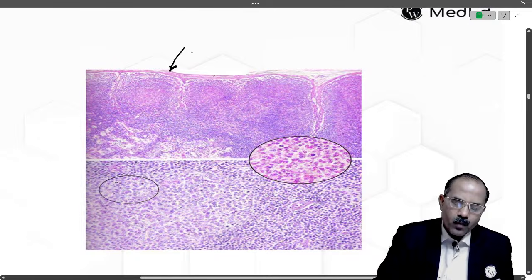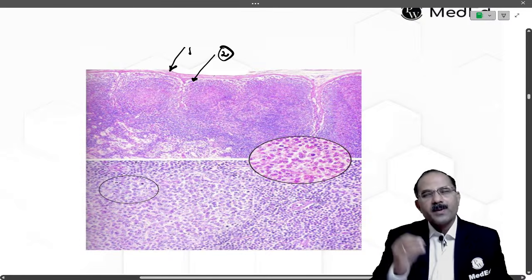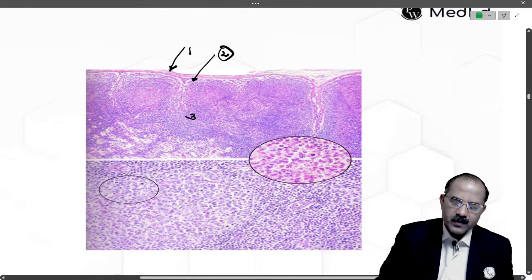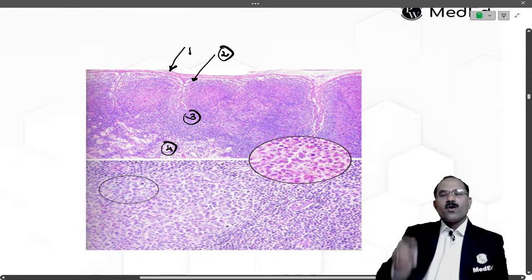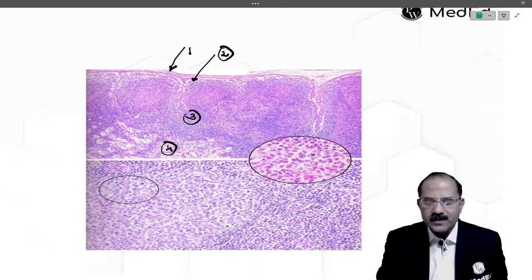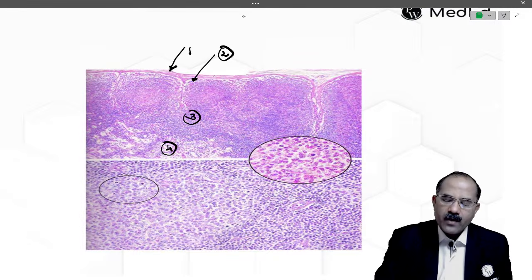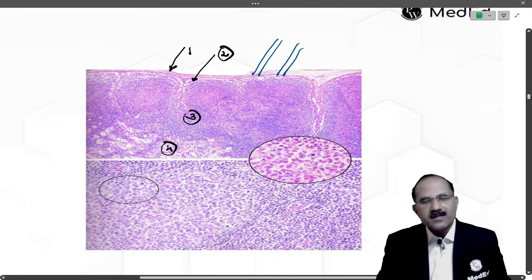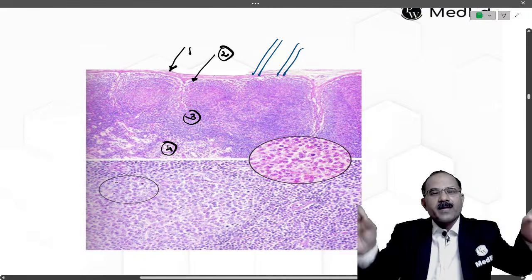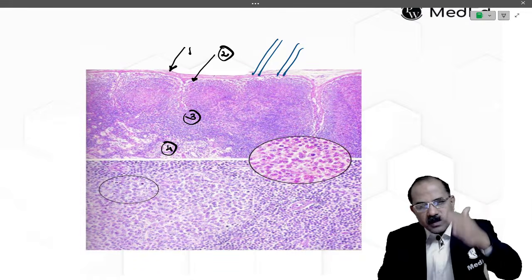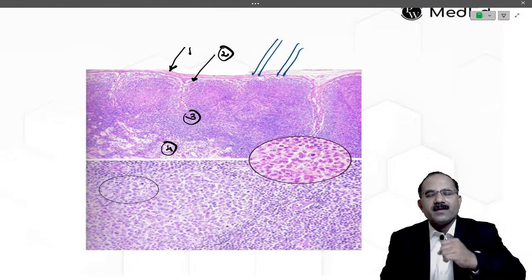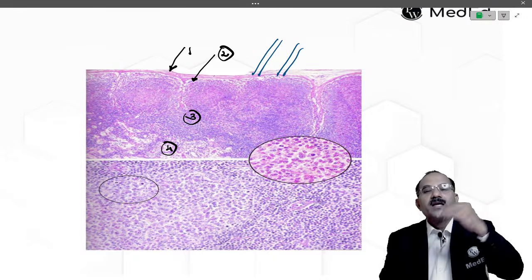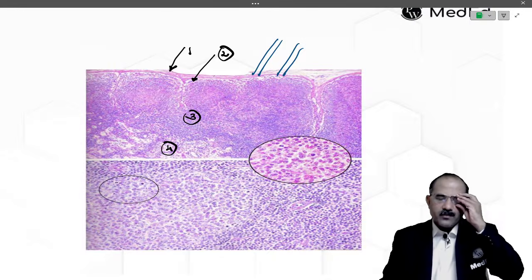Suppose I have to focus this, I would focus on this. What is this? Number 1. That's a capsule. What is this? Number 2. That's a subcapsular sinus. What is this? Number 3. That's a cortex. And this number 4 is the medulla. What does the cortex contain? Lymphoid follicles. All the afferent lymphatics will come and open into the subcapsular sinus. The lymph is filtered in the subcapsular sinus, and the filtered lymph will pass through the medullary cords and the medullary sinuses, and it would go out through the efferent lymphatics.